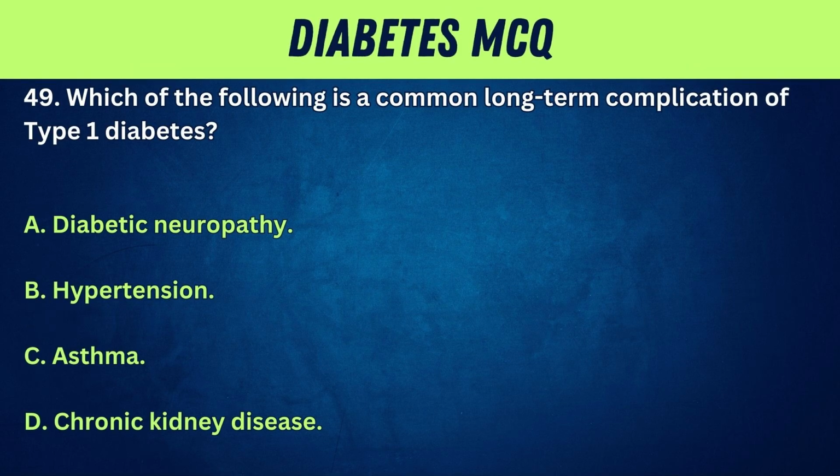49. Which of the following is a common long-term complication of type 1 diabetes? A. Diabetic neuropathy. B. Hypertension. C. Asthma. D. Chronic kidney disease.